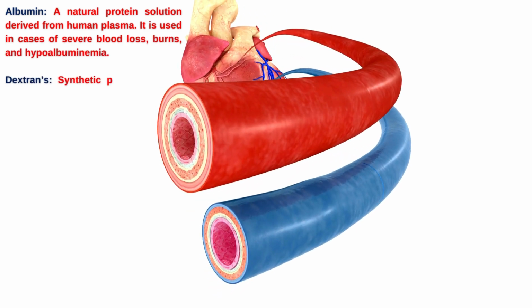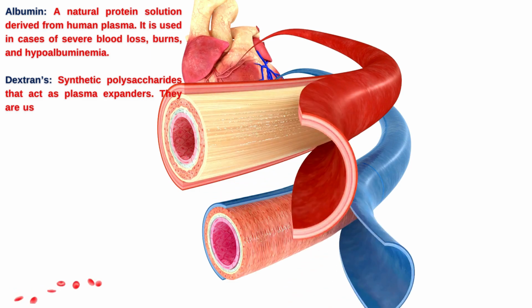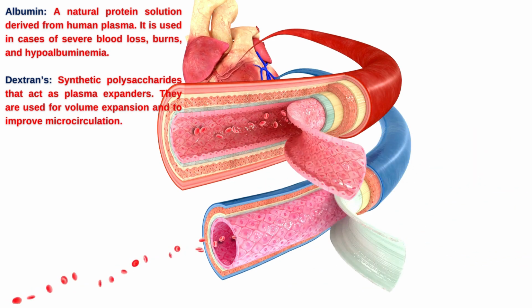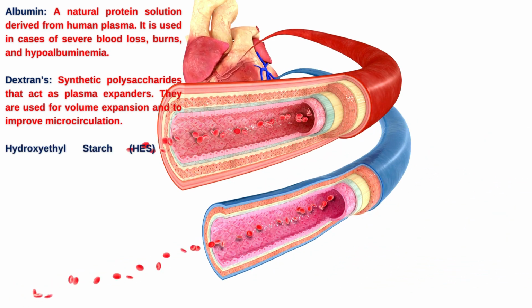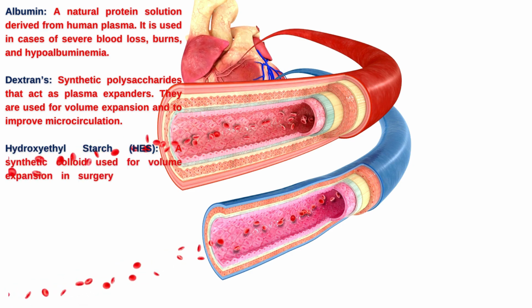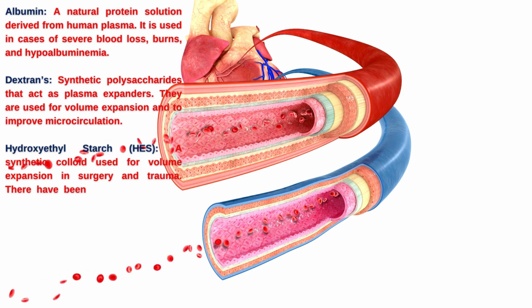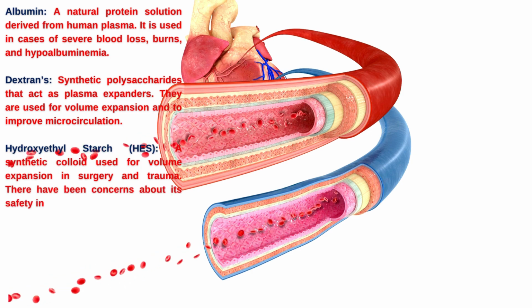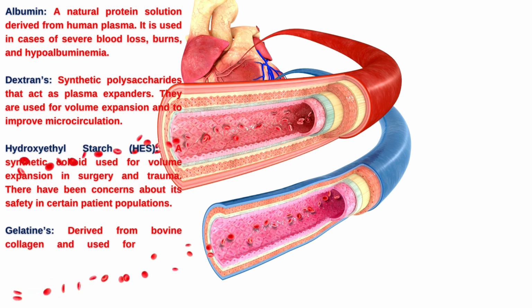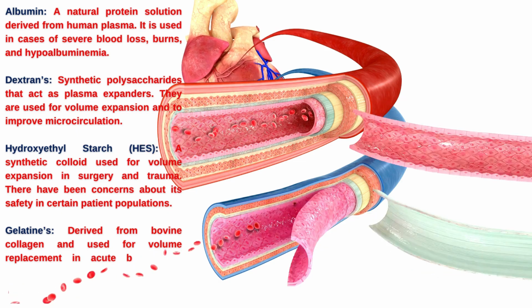2. Dextrans, synthetic polysaccharides that act as plasma expanders. They are used for volume expansion and to improve microcirculation. 3. Hydroxyethyl starch, a synthetic colloid used for volume expansion in surgery and trauma. There have been concerns about its safety in certain patient populations. 4. Gelatines, derived from bovine collagen and used for volume replacement in acute blood loss situations.